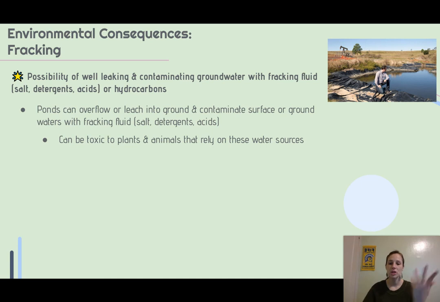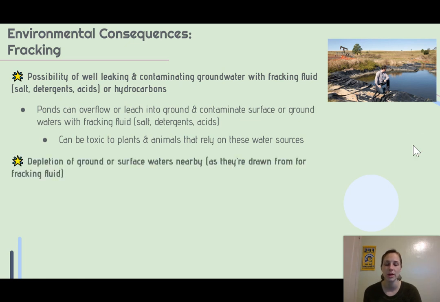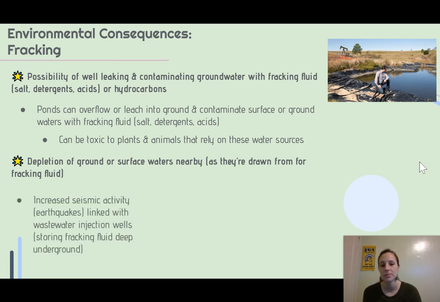So that can contaminate local water sources. These salts and detergents and hydrocarbons can be toxic to plants and animals that rely on the now contaminated water sources after things have overflown. Additionally, in order to do this process, you are going to be depleting local ground or surface water nearby because you have to draw this water out to mix it in with the other stuff to make this fracking fluid.